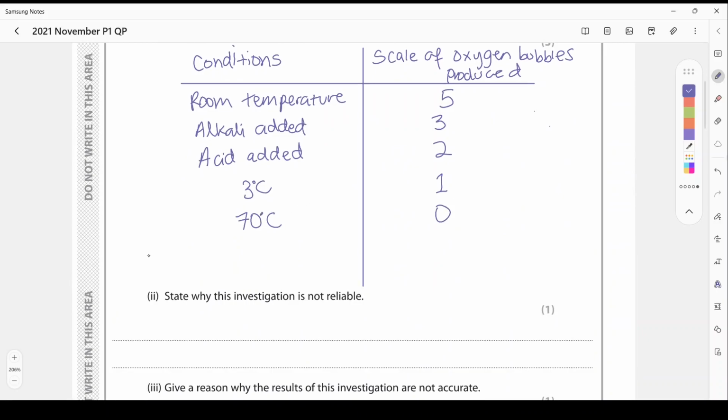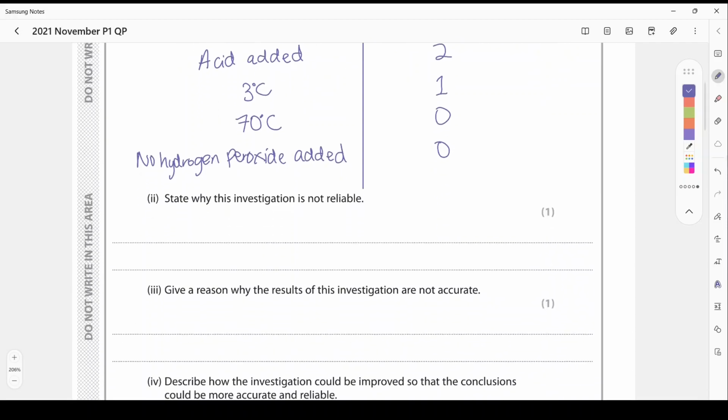Lastly, we have the control, right? So no hydrogen peroxide added. So that would be 0. So state why this investigation is not reliable. So whenever we think about the word reliable, always link it back to repeats.